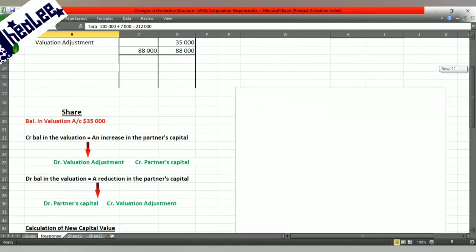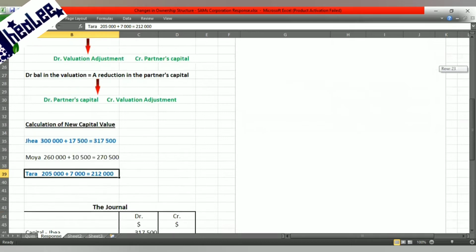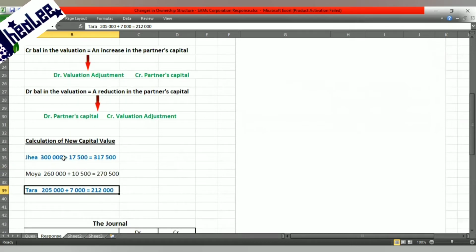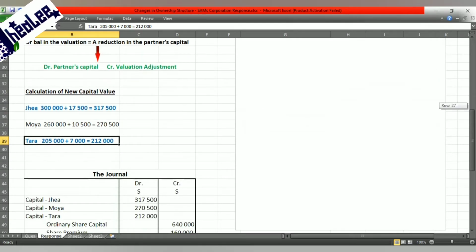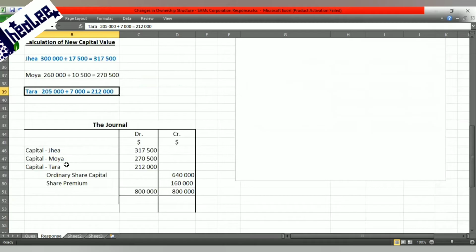That value, then you show the calculation of the new capital. And upon showing the calculation of the new capital, when you're finished with that, you use that now to purchase the shares in the company. How do we arrive at the share capital?